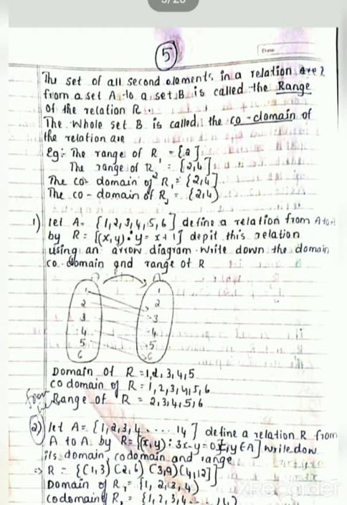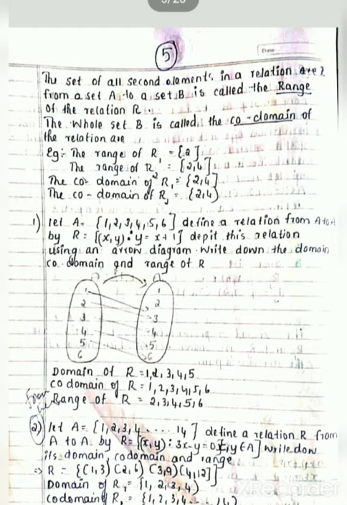So, domain is 1, 2, 3, 4, 5. 6 is not an element of the domain because it has no image. It is not related to any of the elements there. So, that is why 6 is not included in the domain.